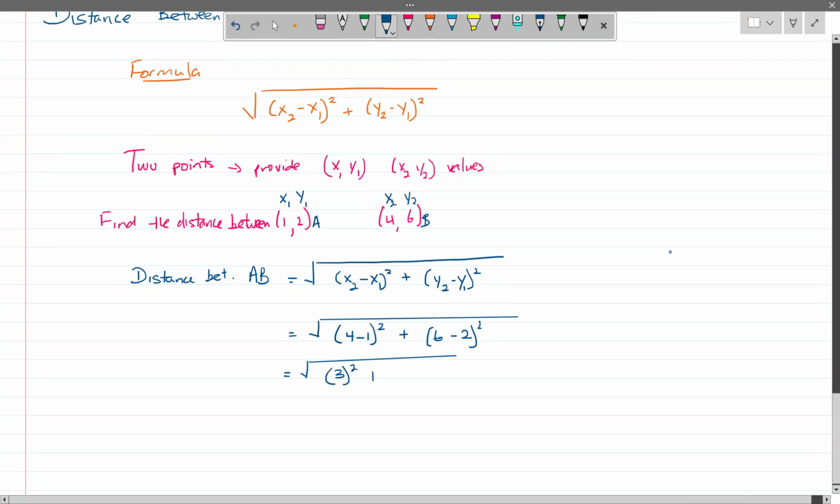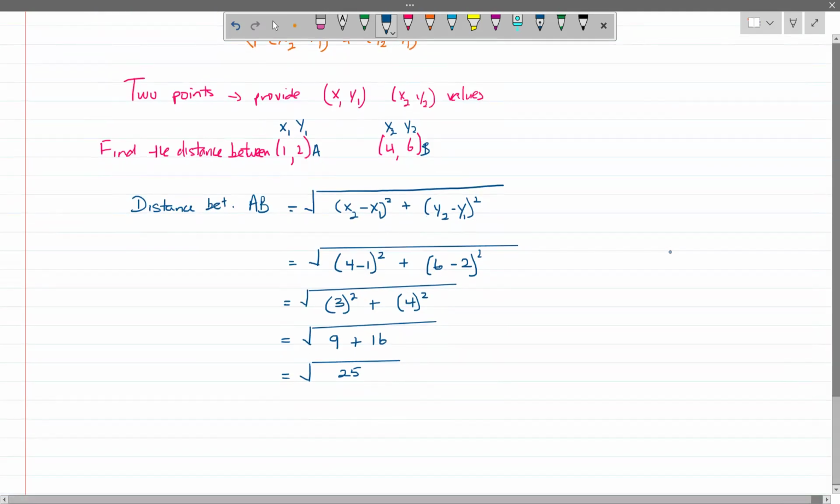3 squared plus 6 take away 2 is 4 squared. We have 9 plus 16. 9 and 16 would give me 25. And the answer, we will put it as 5 units.